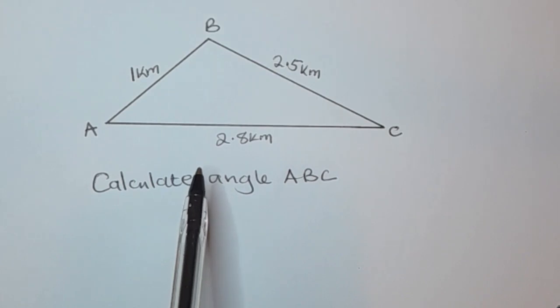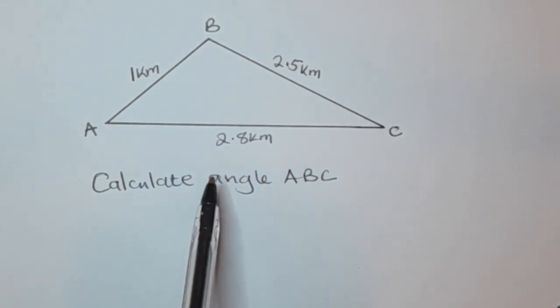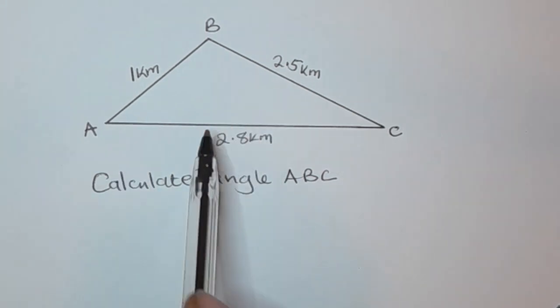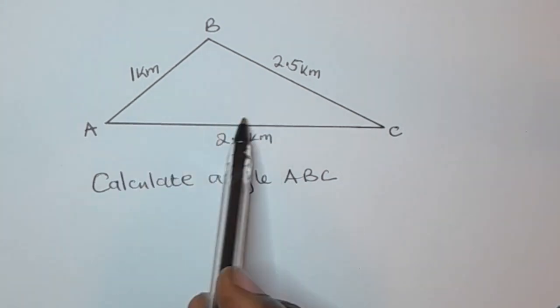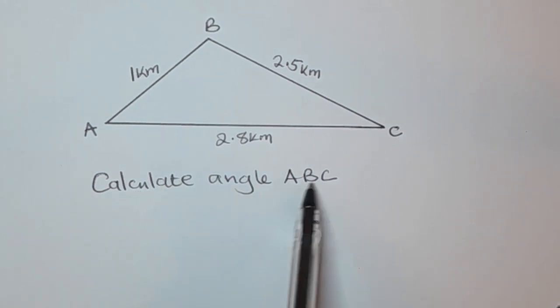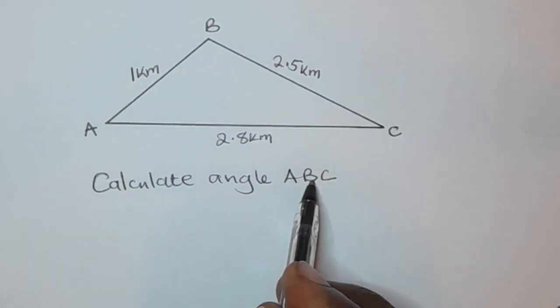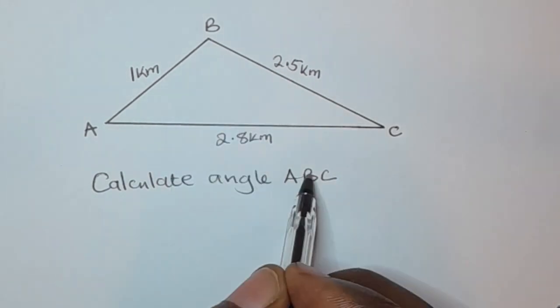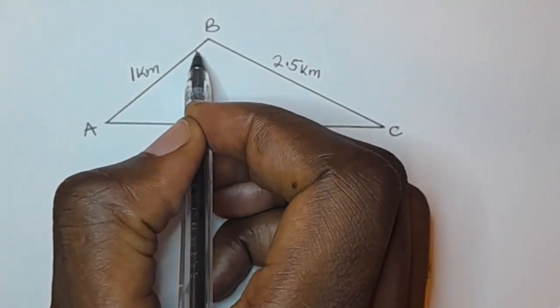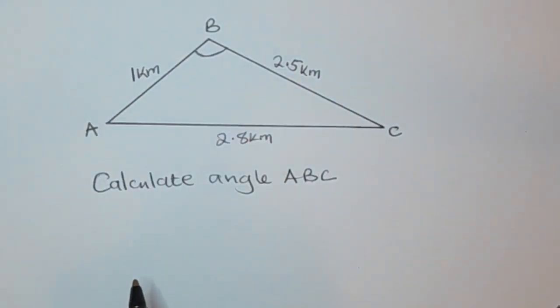In this video, we are going to look at how to find an angle of a triangle given all the three sides. As you can see here, the question says calculate angle ABC. Angle ABC: the middle letter indicates the vertex at which that angle is. So the angle is at B. This is the angle they are asking us to find.